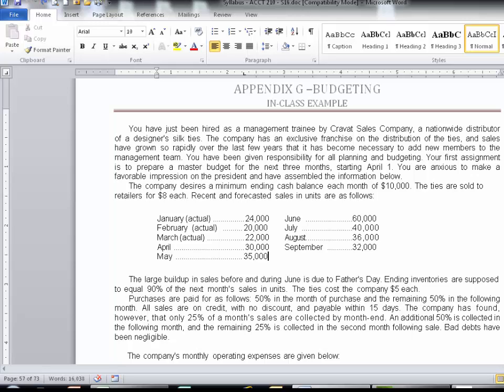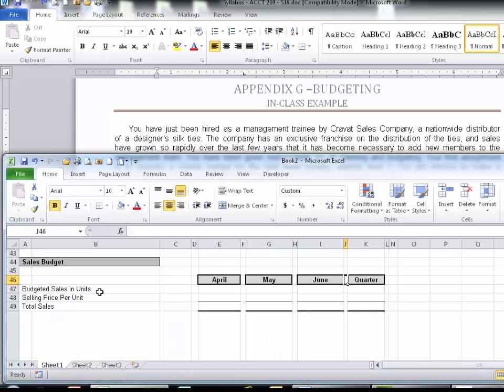Let's look at the data and put together a sales budget. The purpose of a sales budget is to help us predict our sales in dollars. It's a very simple setup. All we will do is take our budgeted sales in units, multiply it by our selling price per unit, and that should give us our total sales in dollars.